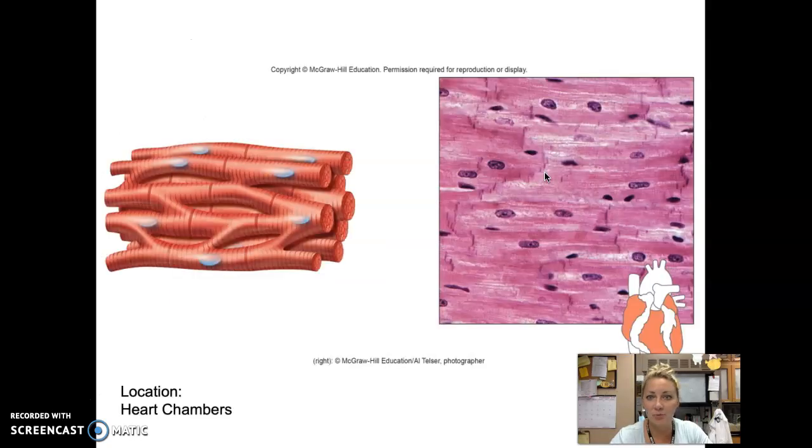So let's compare them side by side. Again, notice that there is not as obvious of branching in this one, but you see those intercalated discs. If you were told that this was muscle tissue, it should be pretty obvious that it's not going to be smooth, which we haven't seen yet. But because of these intercalated discs, these dark purple lines going up and down, it's not skeletal muscle, it has to be cardiac muscle.